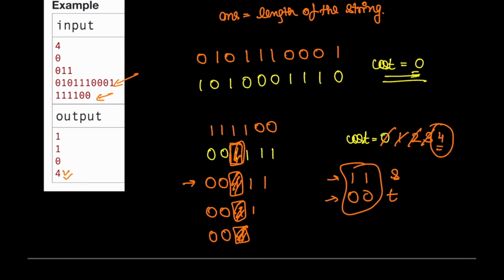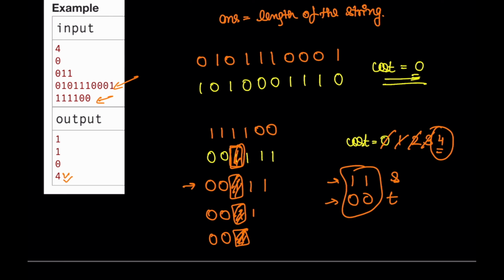Now let's see what we need to do. One thing we can note here is that we don't need to worry about the position of the zeros and ones. We just need to worry about the count of them.